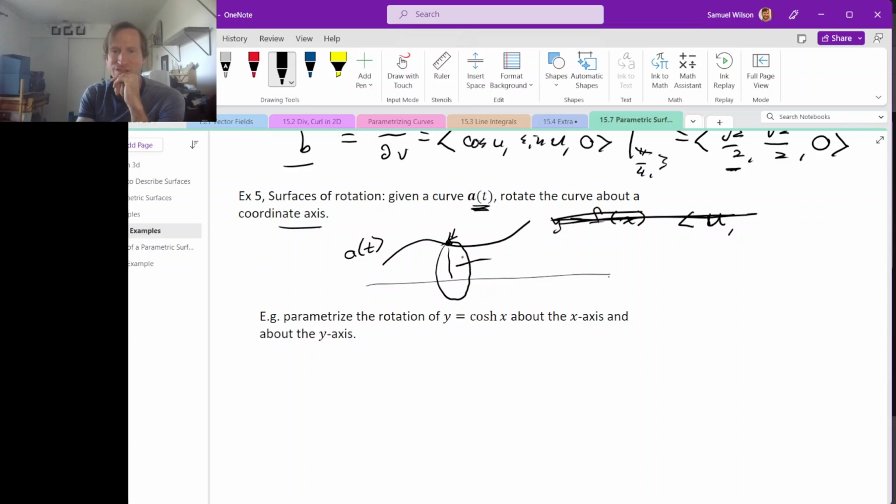Well, this distance right here is one of your coordinate functions sitting inside of a of t. So maybe I should write a of t as a1, a2, a3, and remember that they're all functions of t. So this distance is going to be one of them. Let's say maybe it's a2.